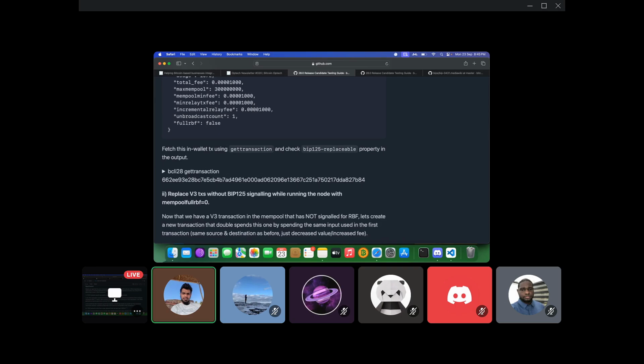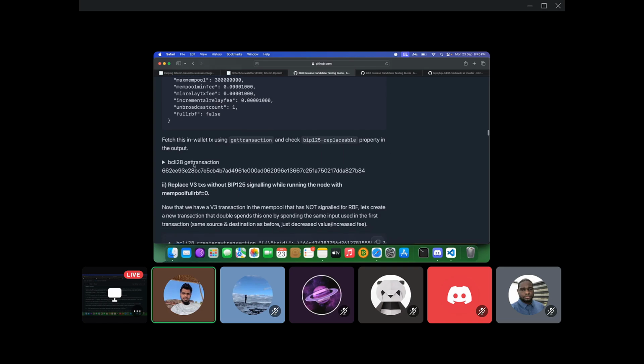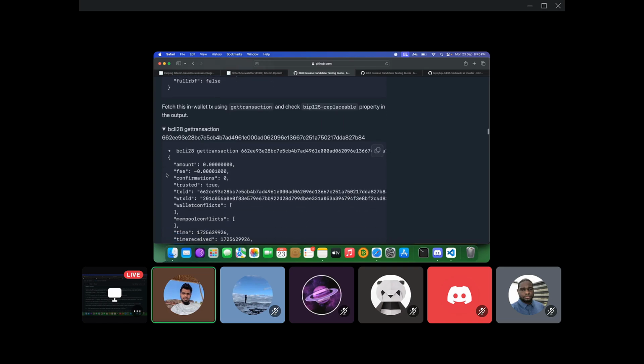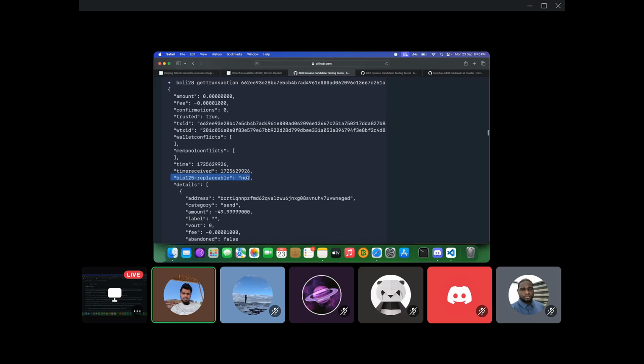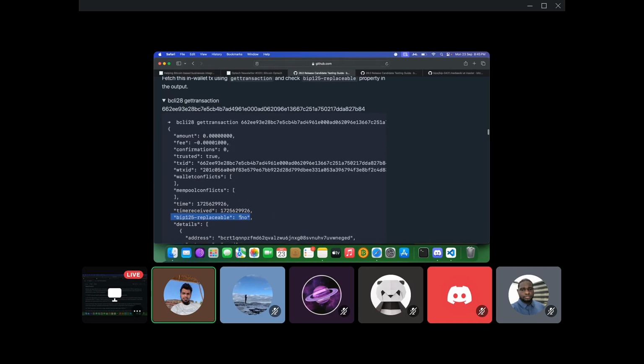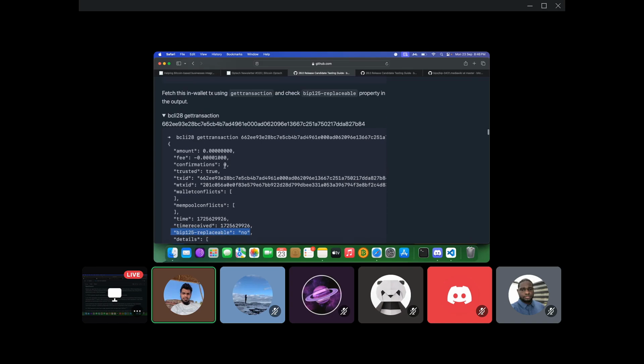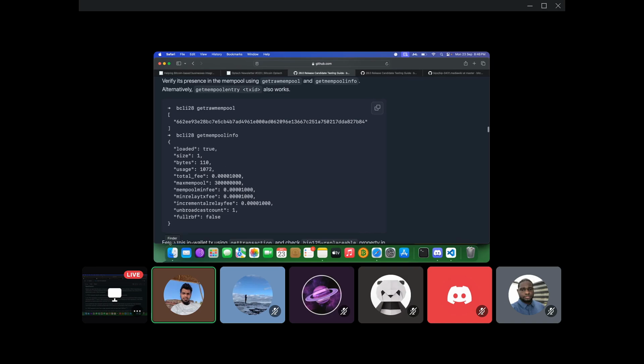Now fetch this in-wallet transaction using get transaction and check the BIP 125 replaceable property in the output. So we fetch that transaction, and here we ensure that it is not BIP 125 replaceable. Using this RPC command, get transaction, it tells you that this transaction that is in the mempool is not replaceable. And above, we already ensured that full RBF is default.